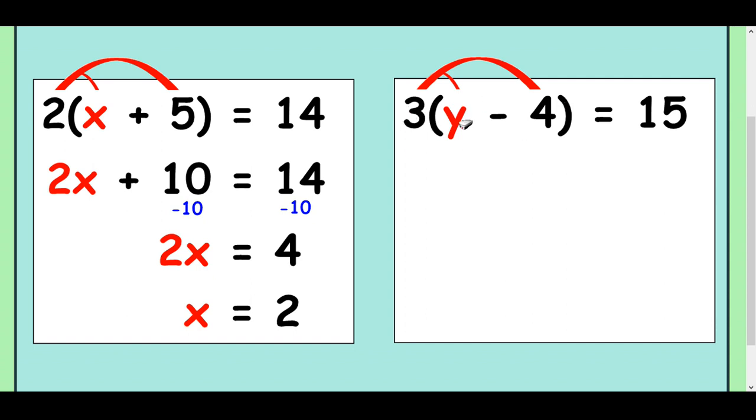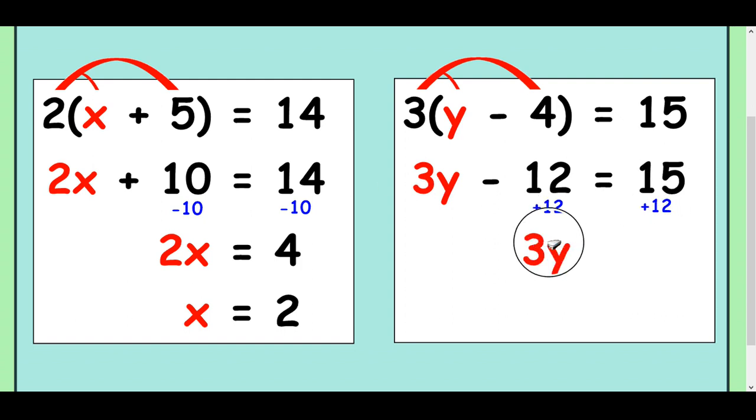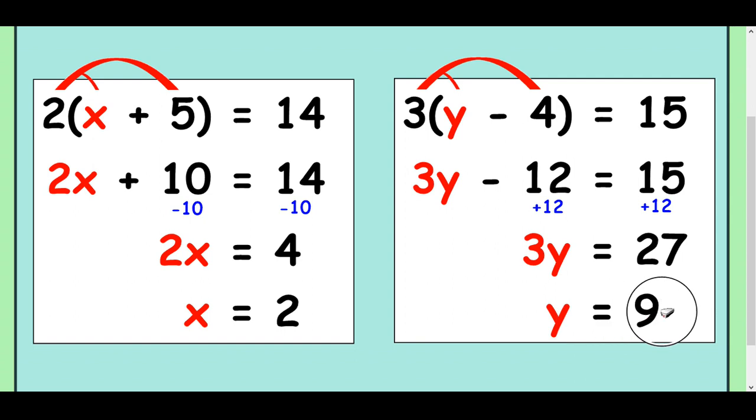We've got 3 times y, which is 3y, take away 3 times 4, which is 12, and that equals 15. Now, because I've got a takeaway 12, to balance, I want to add 12 to both sides. And that's going to leave me with the 3y, and that's the kind of idea. You want y's on one side and numbers on the other. That's going to give me 27. Finish off by dividing by 3.